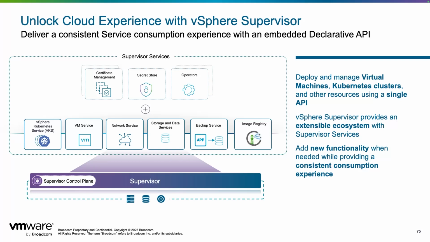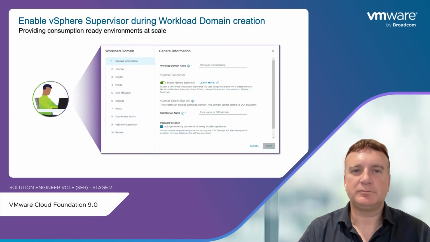Customers can deploy additional supervisor services, providing additional functionality for their workloads, like an image registry, such as Harbor, or a secret store. The vSphere Supervisor is a Kubernetes-based ecosystem that's highly extensible, allowing us to introduce new services while maintaining the same consumption experience.